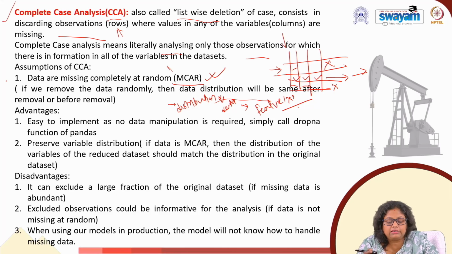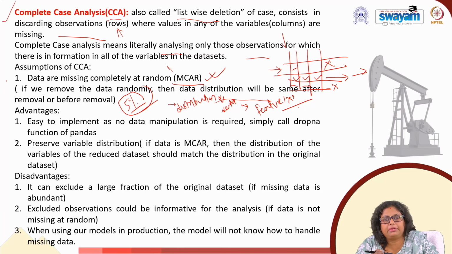Then, another thing: we use complete case analysis when the missing data is less than 5%. This is not a hard rule, but normally we take 5%. If 5% of the data is missing, we can go ahead with complete case analysis. So what is the advantage?